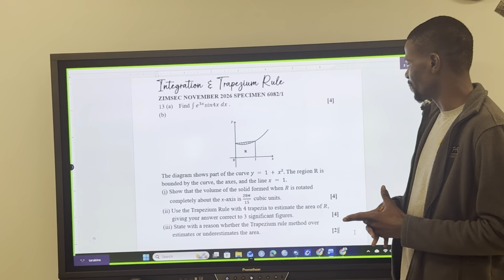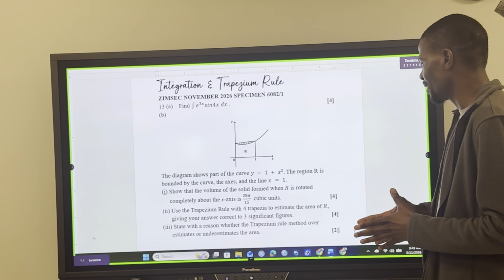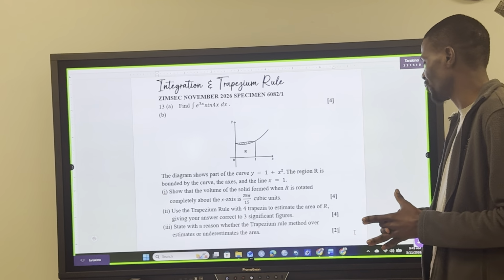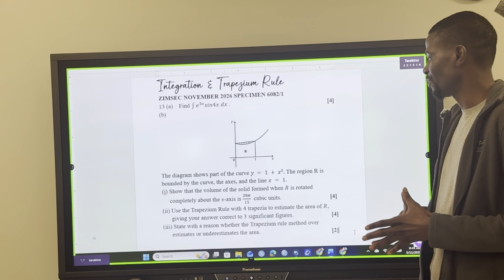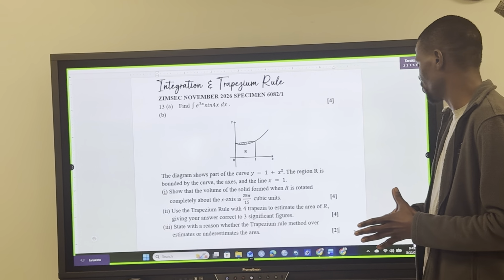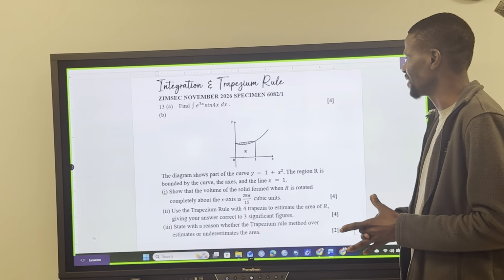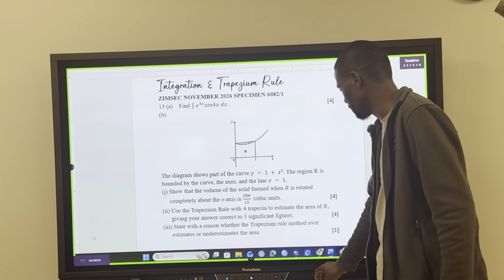2. Use the trapezium rule with 4 trapezia to estimate the area of R, giving your answer correct to 3 significant figures. Then 3. State with a reason whether the trapezium rule method overestimates or underestimates the area. Guys, let's go ahead and get started.